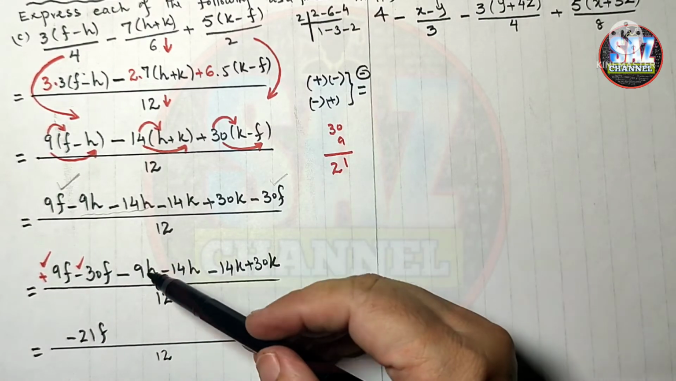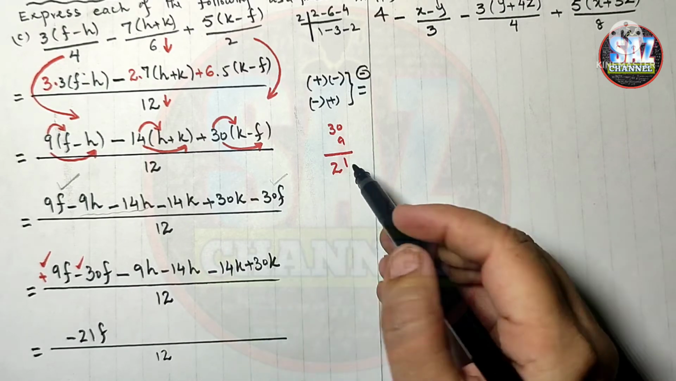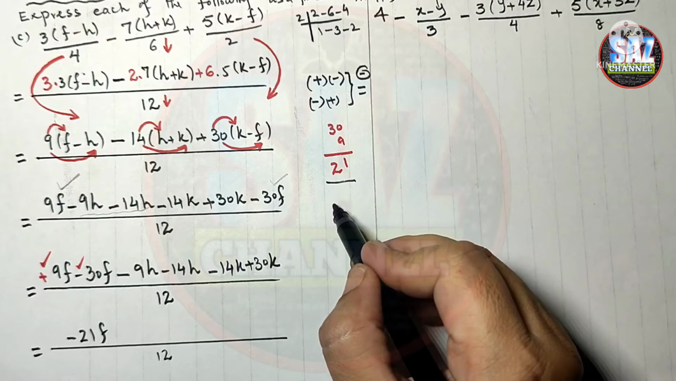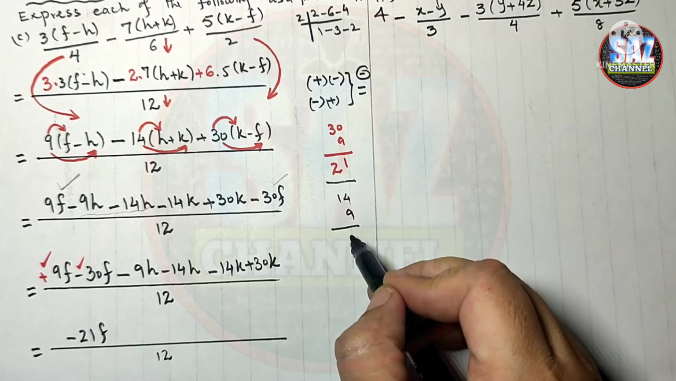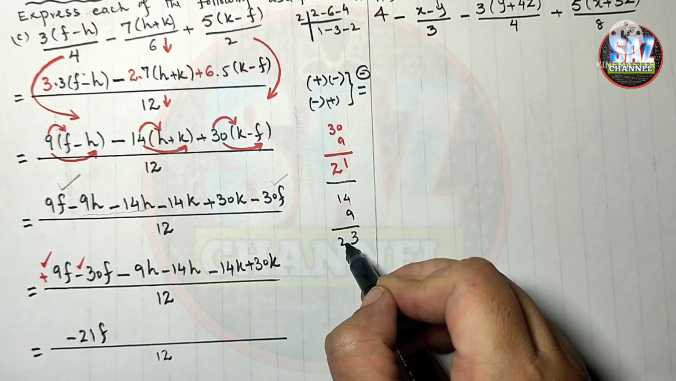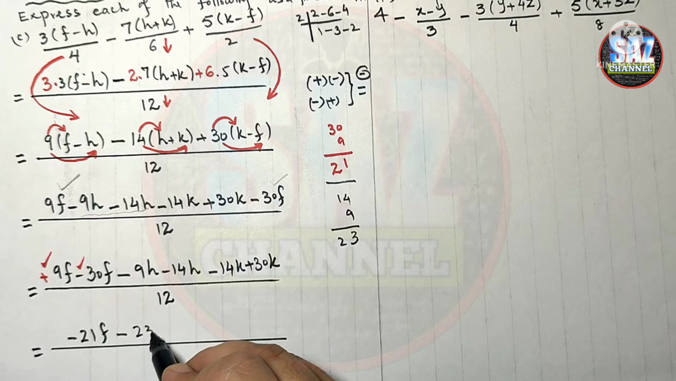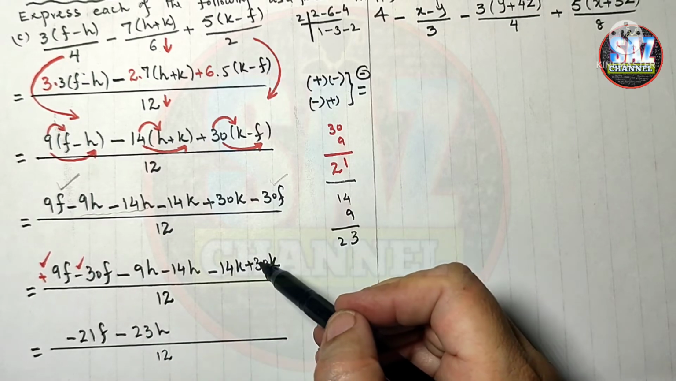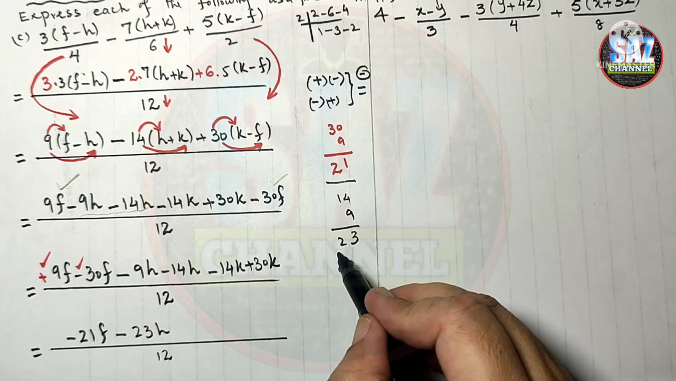Coming to the second part, h terms, both the h terms have the same sign, negative sign. So same sign, we are going to add up the terms. 9 and 14 is 23, and we are going to place the common sign, minus 23h. And again 30 and 14, which are the k terms, have opposite signs.